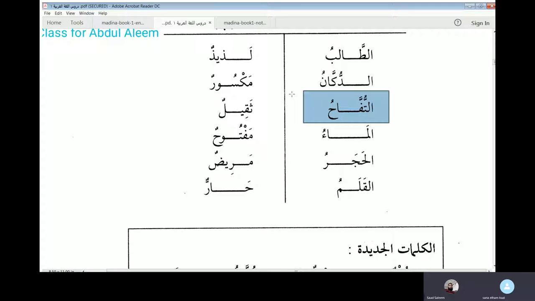At-tuffahu, what is this? The apple, okay. At-tuffahu lazizun, the apple is tasty. The water is hot. Al-hajaru, stone is sakhilun, heavy. Al-khalamu, pen is maksurun, broken.